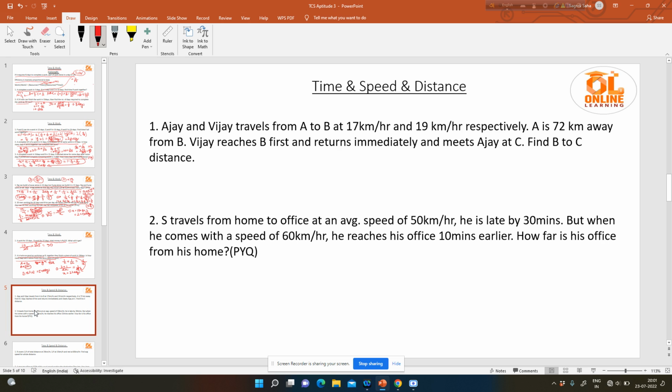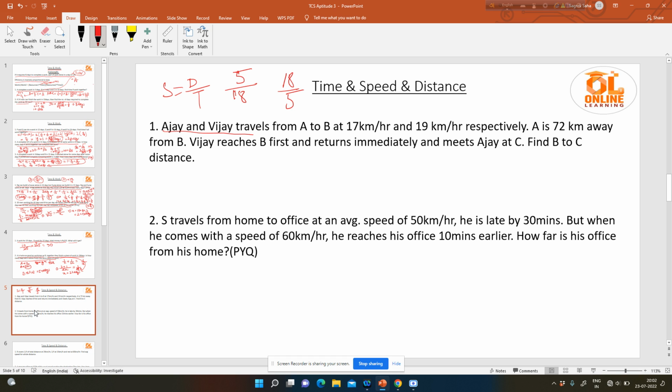Now we are moving to time, speed, and distance. We all know that speed is equal to distance by time, so I'm not explaining it. And we also know that to convert kilometer per hour to meter per second, we have to multiply by 5 by 18, and to convert meter per second to kilometer per hour, we have to multiply by 18 by 5, just the opposite. Okay, now let us see the first question.